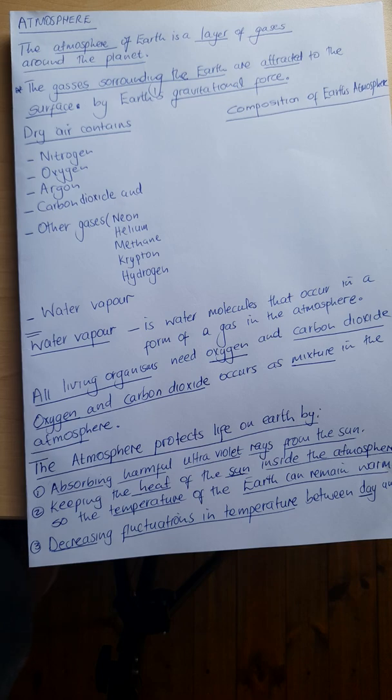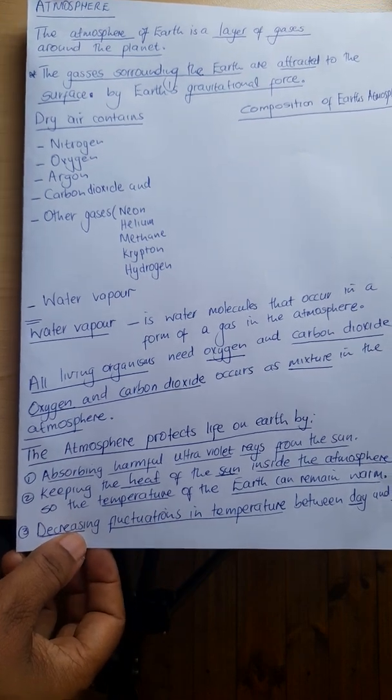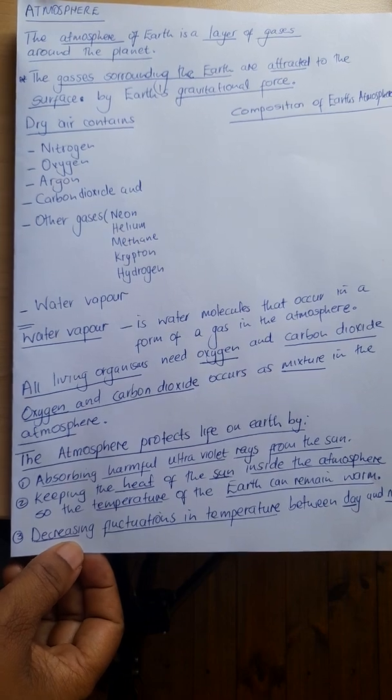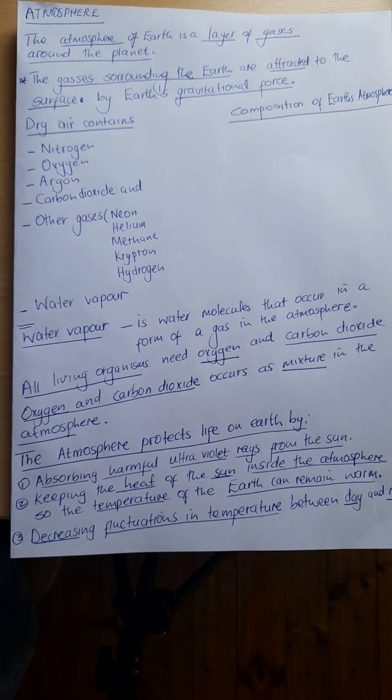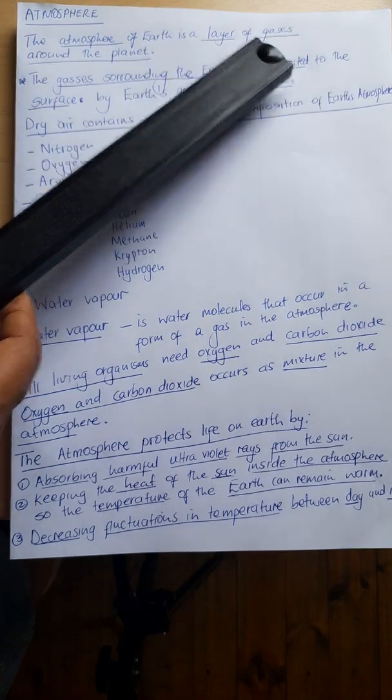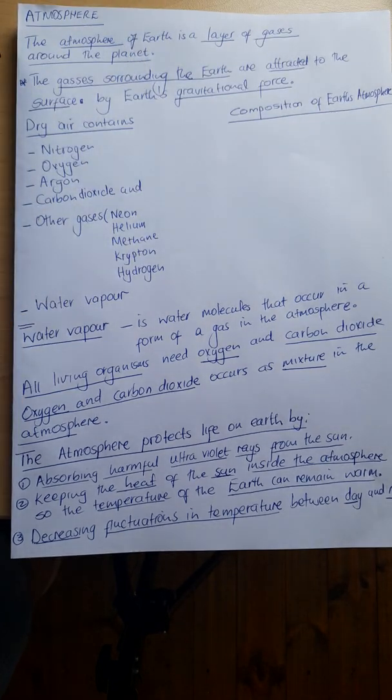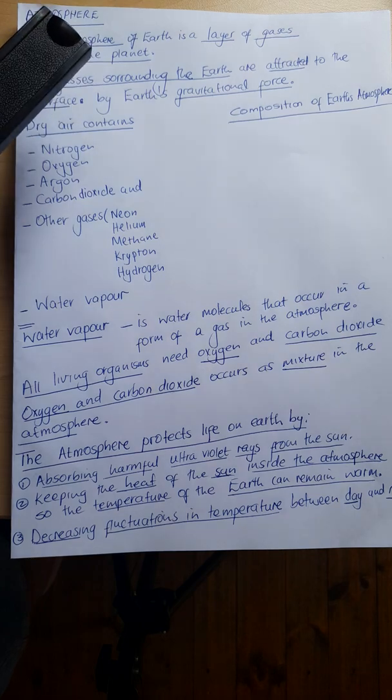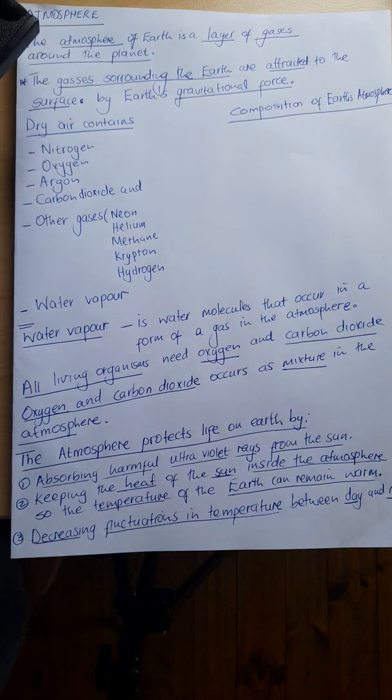The atmosphere is the 4th sphere. Let me put this nicely so that you can see. Yes, the atmosphere of Earth is a layer of gases around the planet. So the atmosphere is the layer of gases around the Earth. The gases surrounding the Earth are attracted to the surface by Earth's gravitational force. So the gases are attracted by the Earth's gravitational force to the Earth's surface.